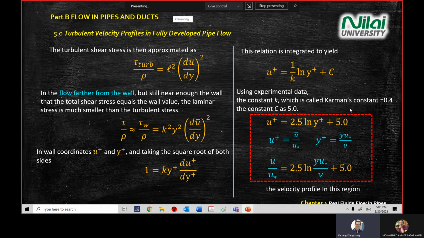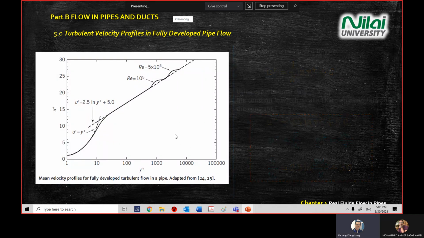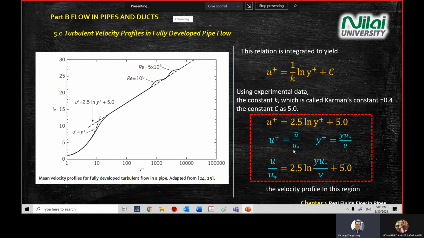The one in the box here is the velocity profile that you plot from the experiment. You can see from this graph that U plus equals 2.5 ln Y plus 5. This is the experiment data that you plot from this experiment. So you see that there's a straight line here.